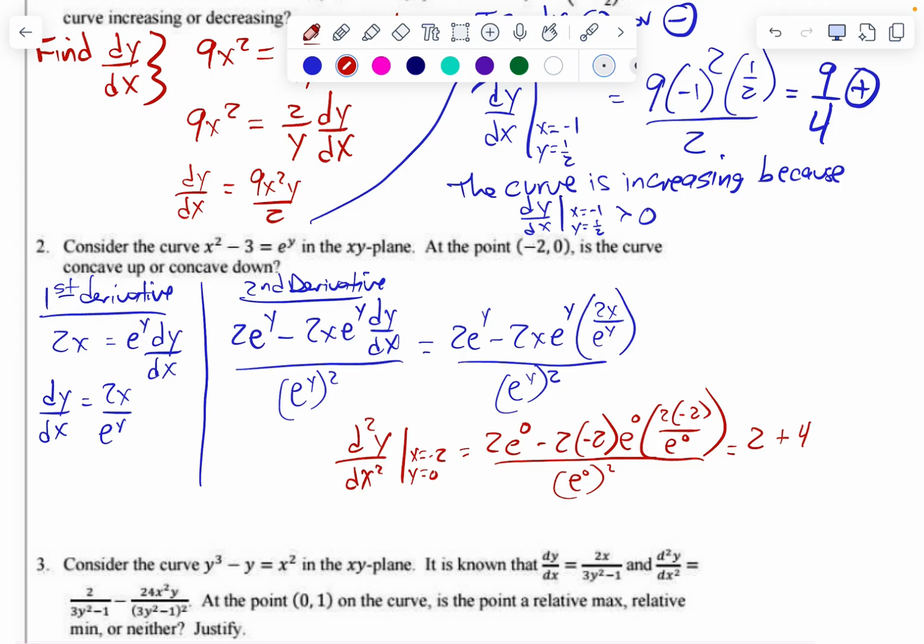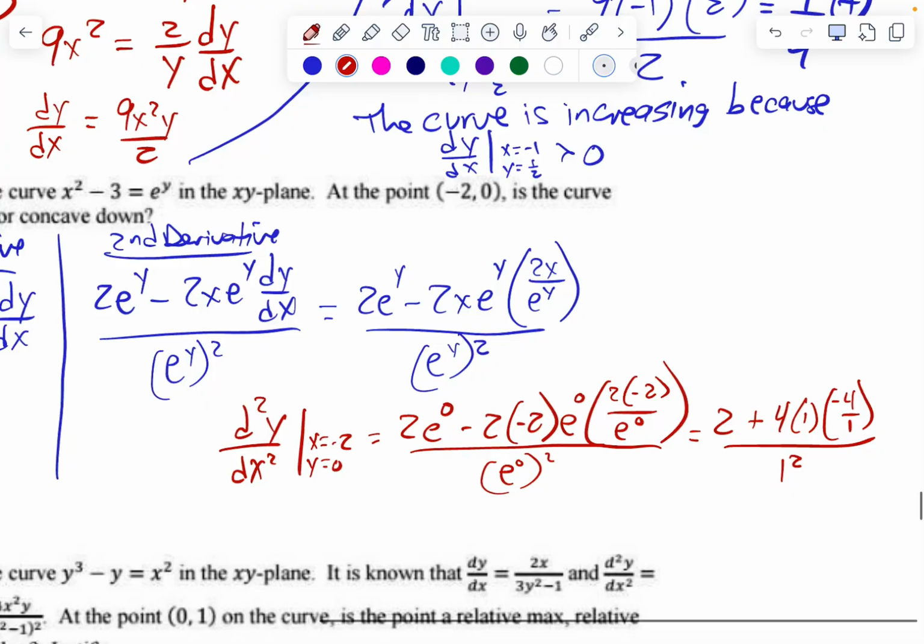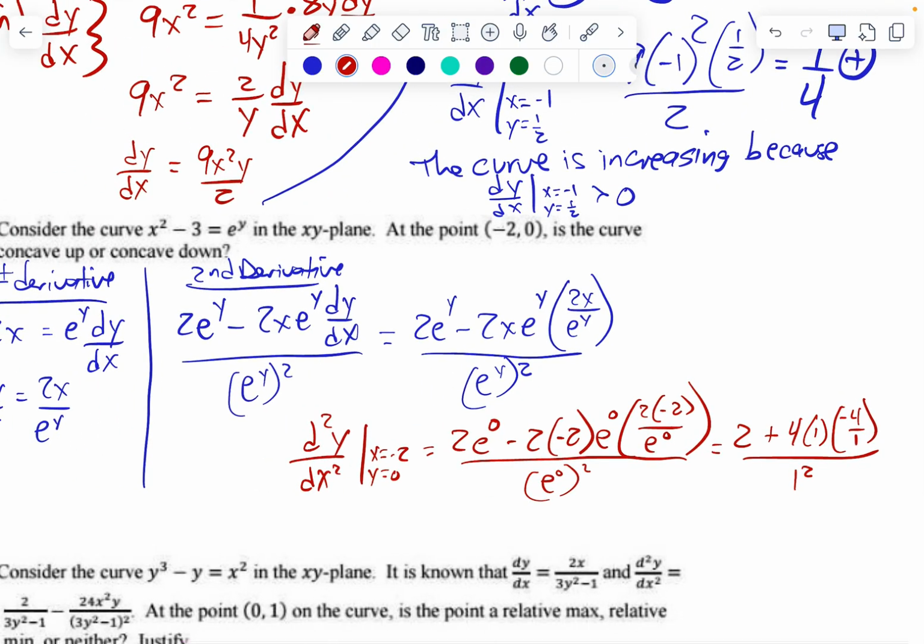e to the 0 again is 1. 2 times negative 2 is negative 4 over 1. And then this is just 1 squared. So the denominator is just 1. So we get 2 minus 16, which is negative 14. Not that we care about the actual value, but the sign in this case.